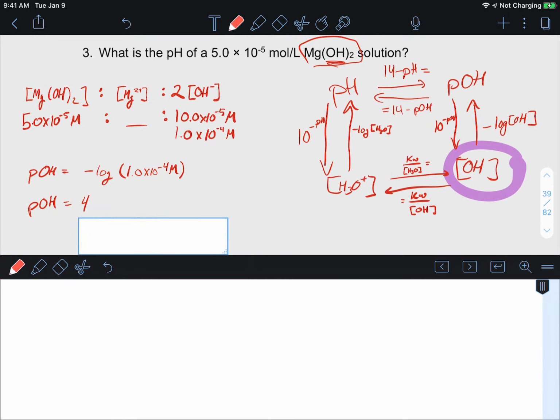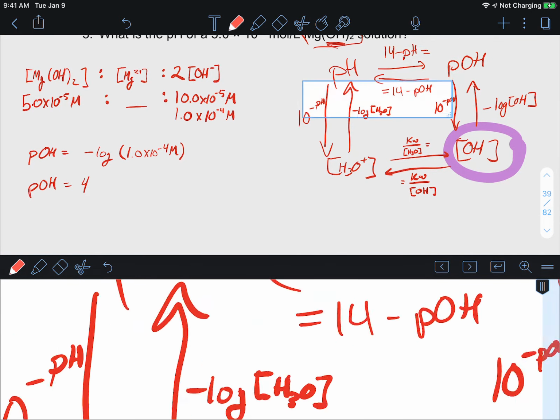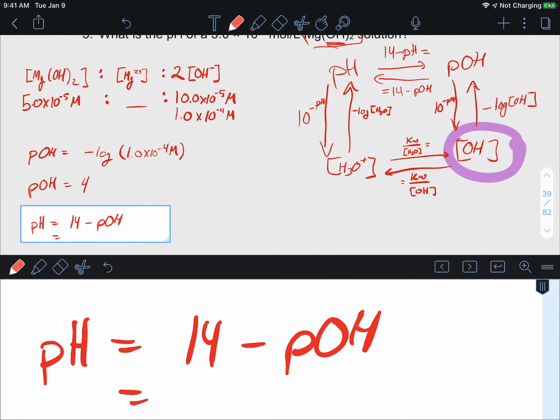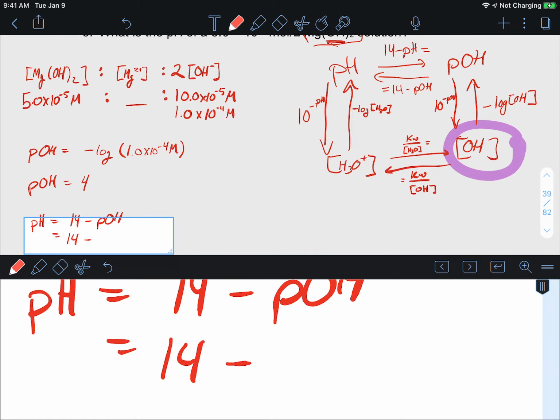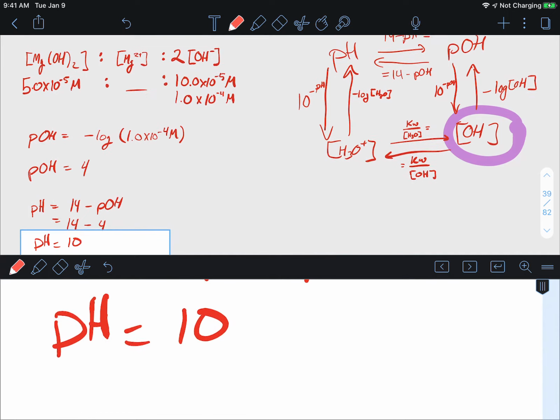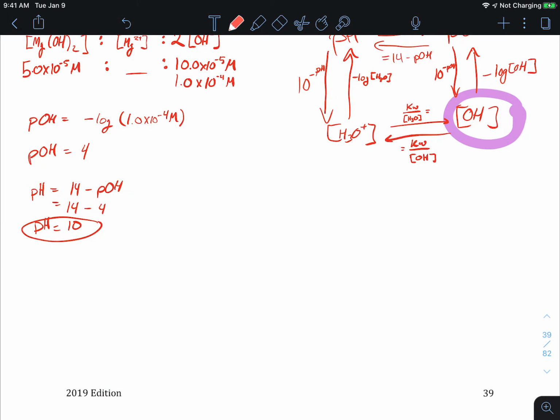And now with that pOH of 4, I'm up in the top corner here. So I'm going to go with a 14. I'm going to say that the pH is equal to 14 minus my pOH. And so that means that my final result is 14 minus 4, and my pOH is 4, or my pH is 10. And that makes sense because that would be a basic pH, and I just dissolved the base in water.